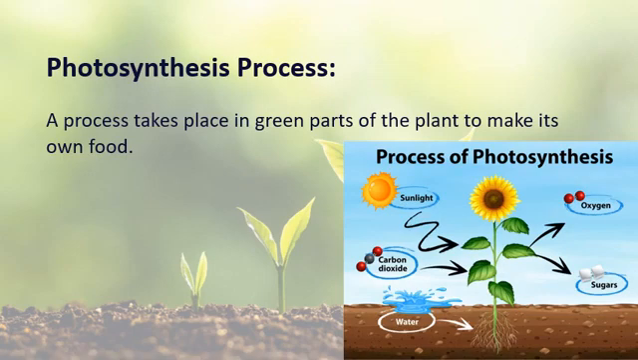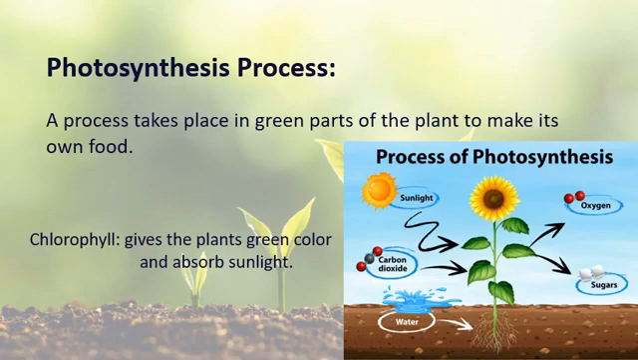Okay, now how do plants take the sunlight? Plants take the sunlight using a compound called chlorophyll. Chlorophyll gives the plants the green color and it takes the sunlight.